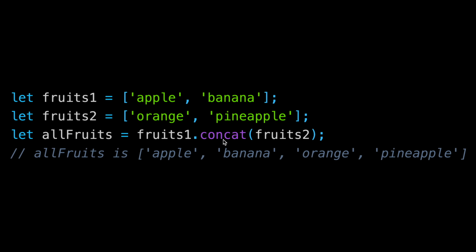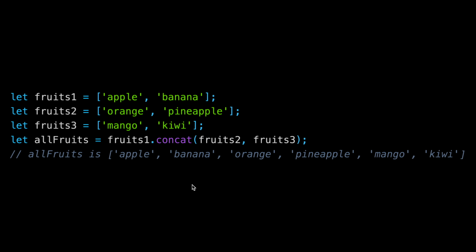Now we have concat. So fruits1.concat(fruits2). That's going to combine these 2 arrays, fruits1 and fruits2, into allFruits. So we have apple, banana, orange, pineapple. We can also concat multiple arrays. So fruits1.concat, and then we pass in fruits2 and fruits3. So now we have all of the arrays concatenated into the allFruits array.